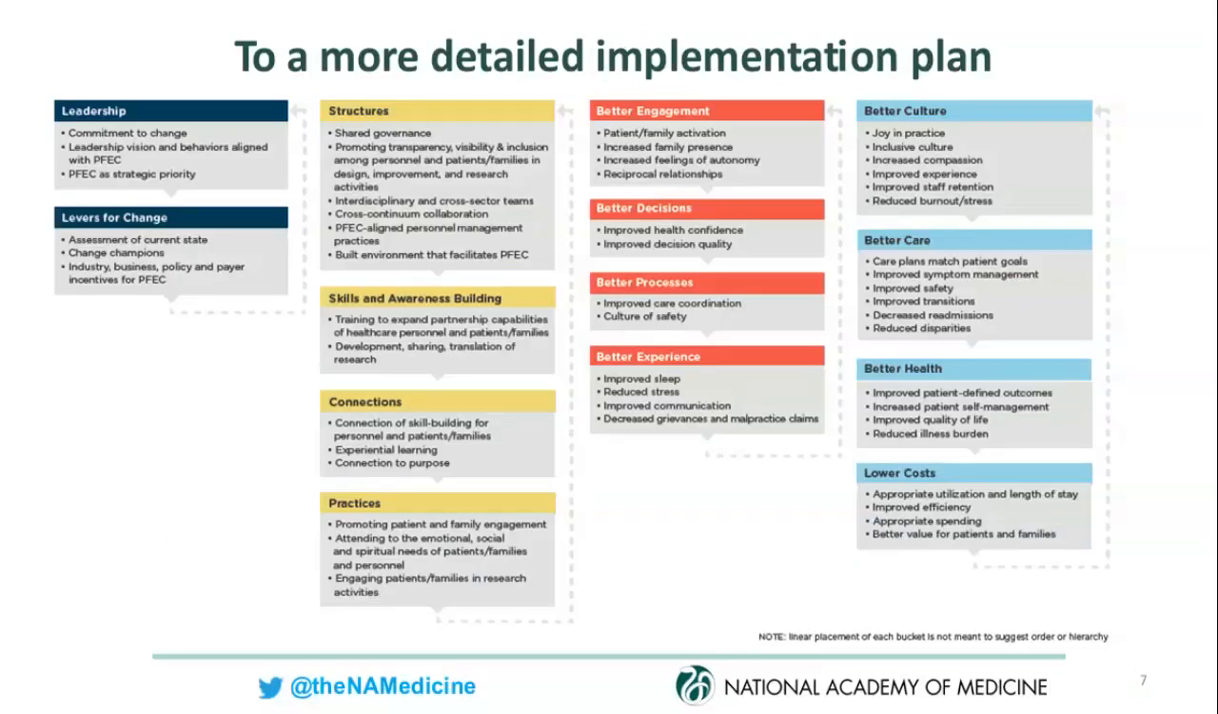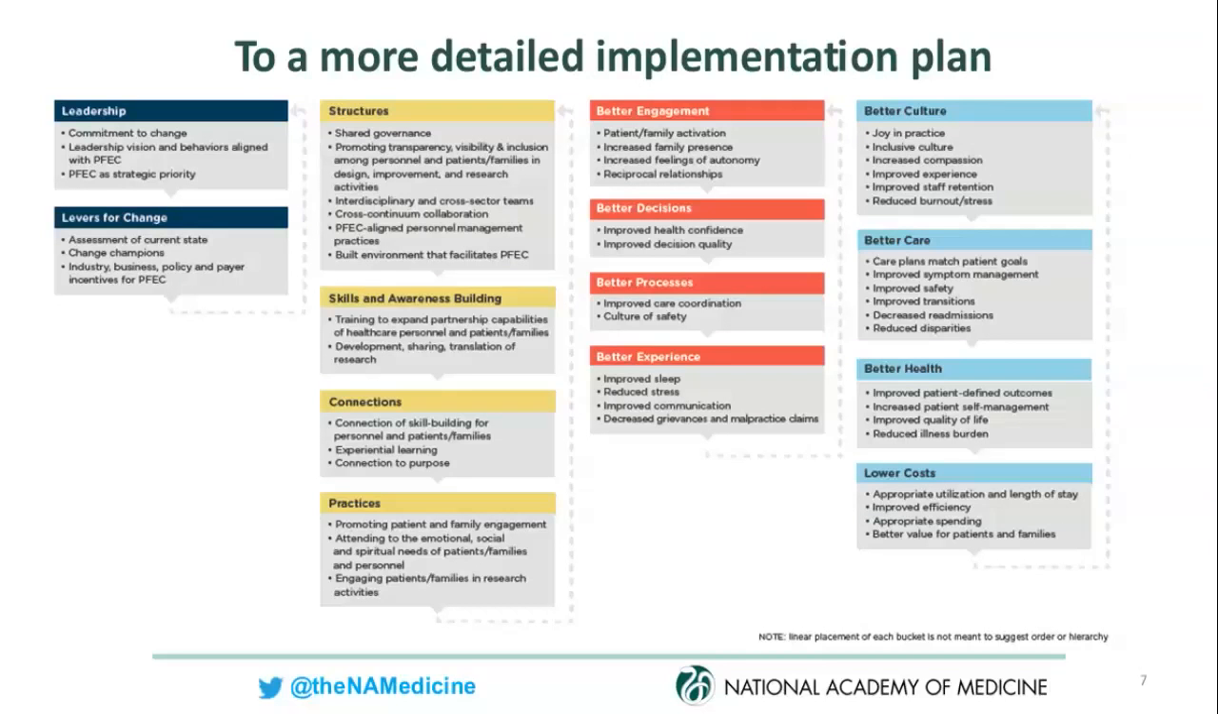So this is a kind of a drop-down menu, and I apologize for the tiny print, but you can find this piece of work, the framework, online. But I want to draw attention to the different components. So we have leadership and levers for change over to the left, structures, and this is kind of the meat of how do we build this person and family-centered health system.